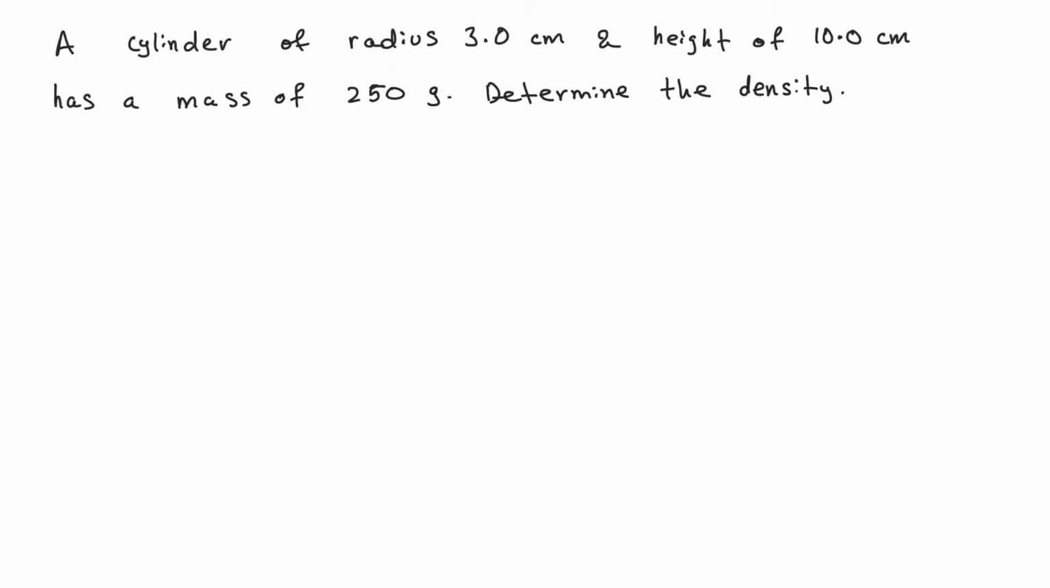Now, this final example, we have a cylinder of radius 3 centimeters and height of 10 centimeters. And this cylinder has a mass of 250 grams, and we need to determine its density. We can definitely do this. Let's start off by writing the information that we have. So the radius is 3 centimeters, and the height is 10 centimeters. Mass here is equal to 250 grams, and we're looking to find the density, which is equal to mass over volume. Well, we have the mass, it's 250 grams.